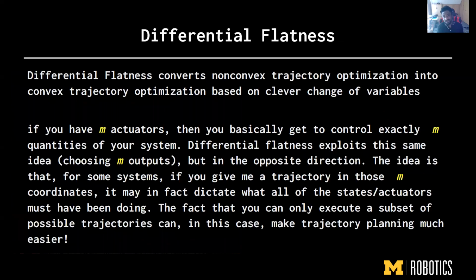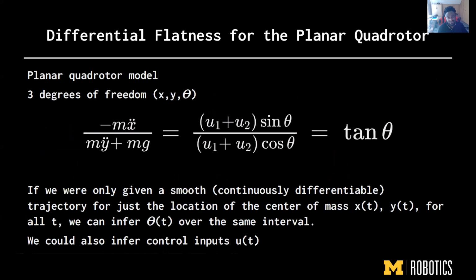And so the last topic we'd like to talk about is differential flatness. Differential flatness is a way of converting non-convex problems into convex problems using some clever change of variables. For some systems, you can specify the trajectory using just a subset of the entire set of state variables that are used to describe the states. And then because of the way the system's equations are, you can infer the other variables you need to actually execute the trajectory in the real world.